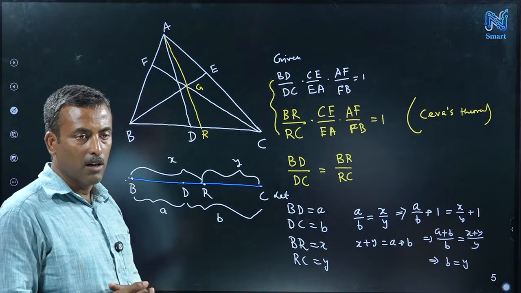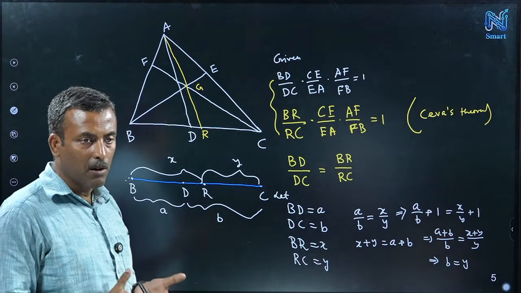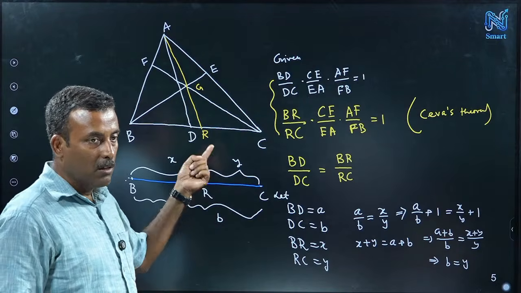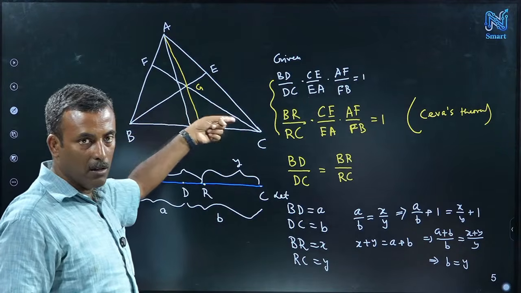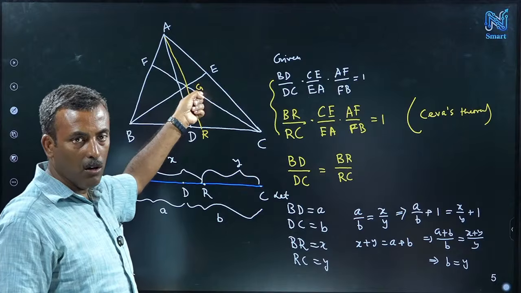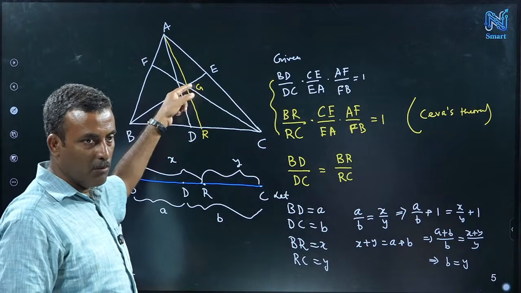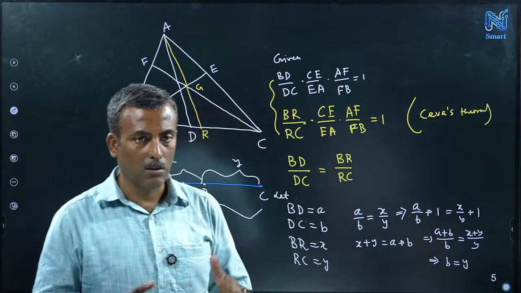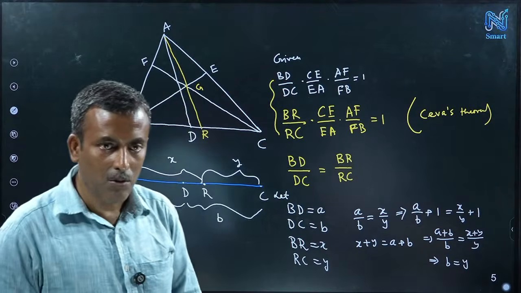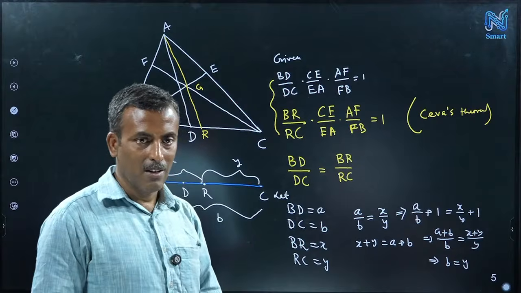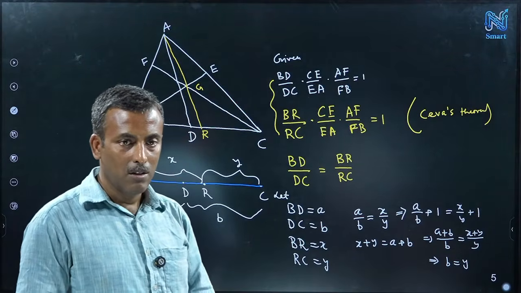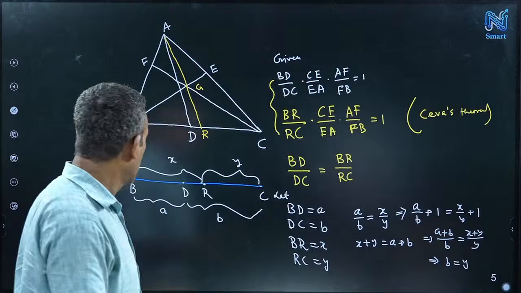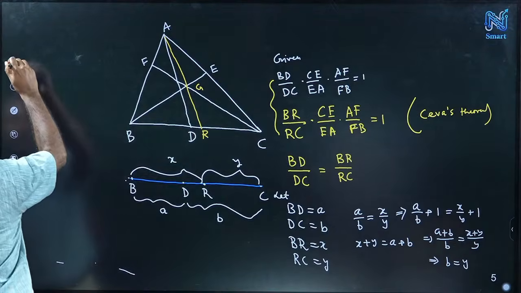Next we will prove the incenter. By the way, if I join all the medians, then the point of concurrency is called the centroid. Now we will show that all 3 angle bisectors are also concurrent, and that is called the incenter, right? So next slide.